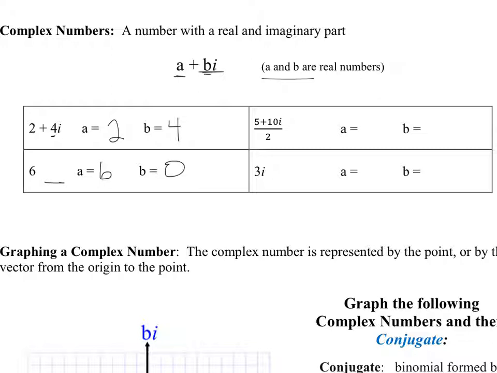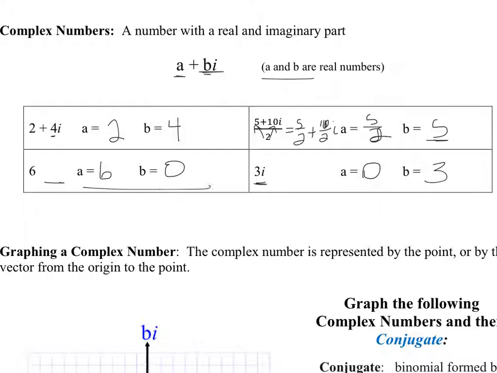Over here, what would a be? Well, you would have to divide that 2 into both pieces. So it would be 5 over 2, and then 10 divided by 2 would be 5. So we would rewrite this as 5 over 2 plus 10 over 2 i, but 10 over 2 is just 5. And then 3i, well, that means that there's no real part, so that's 0. There's no a, and then b is 3.